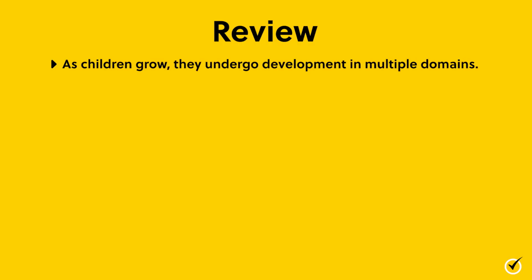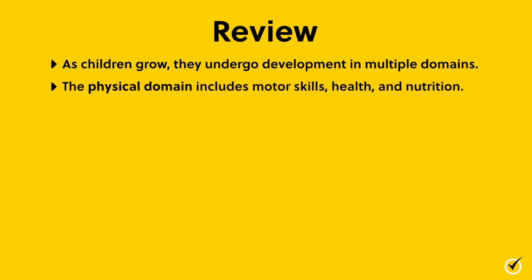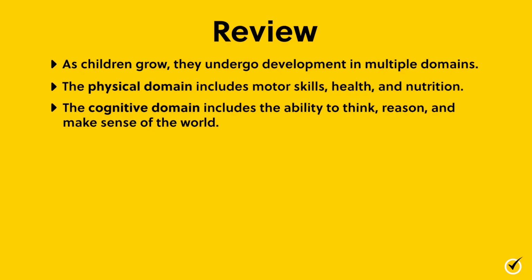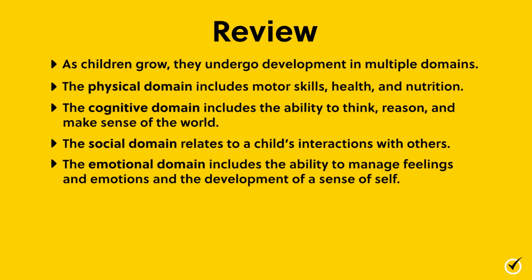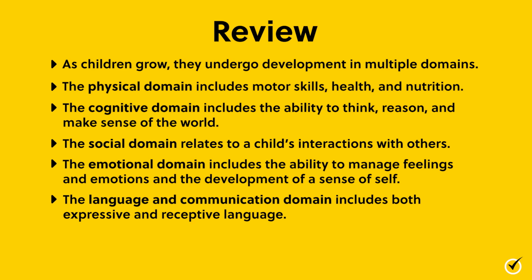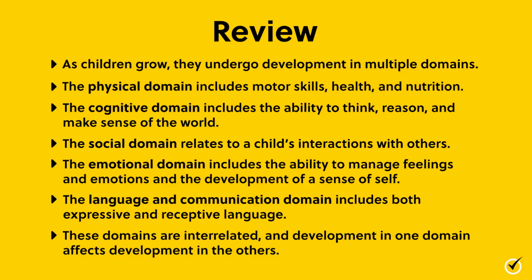Let's review what we've learned in this video. As children grow, they undergo development in multiple domains. The physical domain includes motor skills, health, and nutrition. The cognitive domain includes the ability to think, reason, and make sense of the world. The social domain relates to a child's interactions with others. The emotional domain includes the ability to manage feelings and emotions and the development of a sense of self. The language and communication domain includes both expressive and receptive language. These domains are interrelated, and development in one domain affects development in the others.